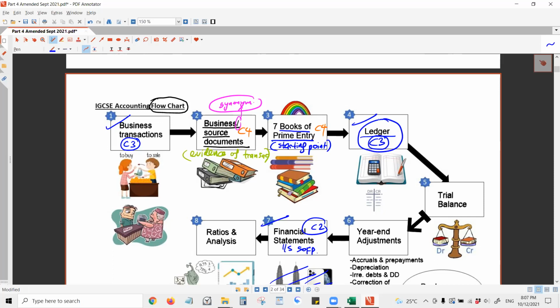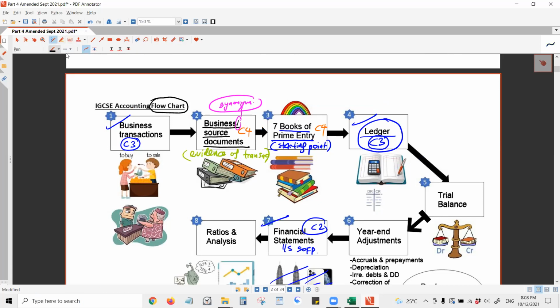Okay, so you are also going to see the relationship between book of prime entry and ledger. You have to learn how to bring some numbers into the T accounts. So I will bridge everything together. I will help you bridge step 2, step 3, and step 4 together. Documents, record into books of prime entry, then bring some numbers into T accounts. That's how they are linked together.